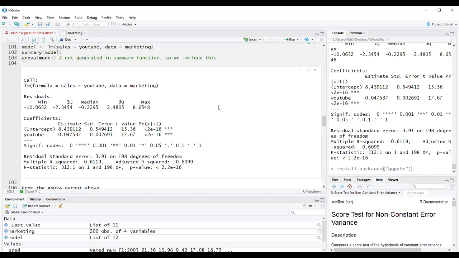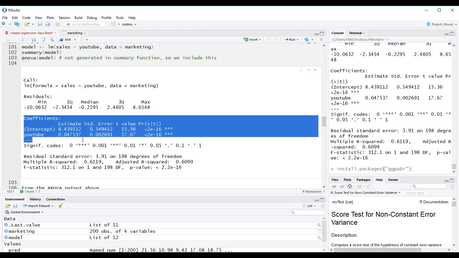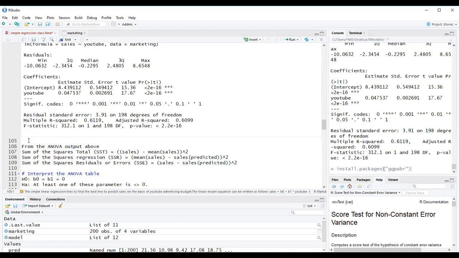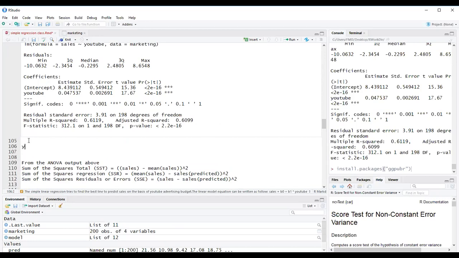And then we have the coefficients. This is very important, guys. This output is now the test of whether our predictors or coefficients are significant. Remember, guys, what's our model? Let me write here again. We're modeling Y, sales, equal to B null plus B1 times YouTube. So this is our model: Y sales is equal to B null plus B1 times YouTube.